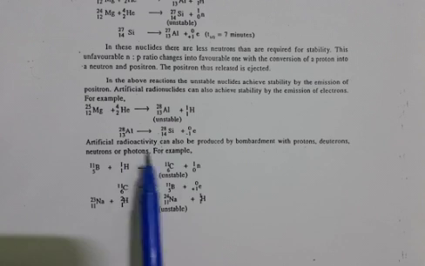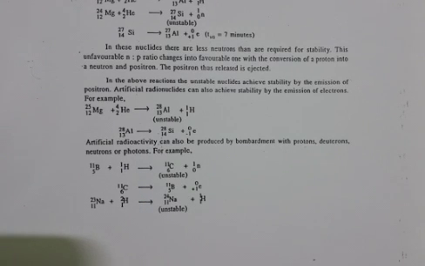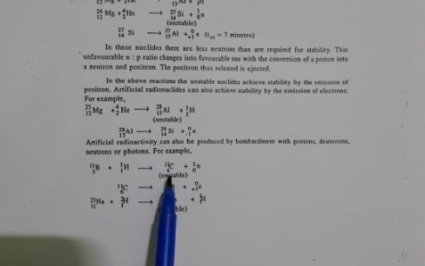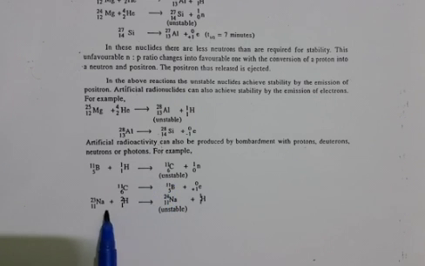So artificial radioactivity can also be produced by bombarding with protons, neutrons or photons. Here you can see in the example, boron is bombarded with a proton to form unstable carbon. And in the second example, the sodium nuclei is bombarded with deuterium to form sodium.